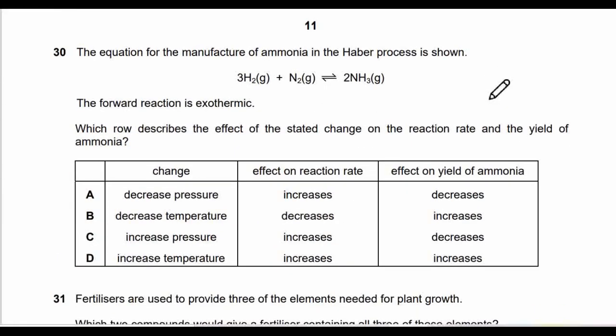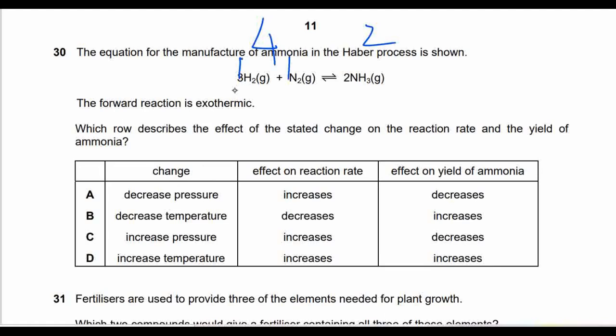Question 30, the equation for the manufacture of ammonia in the Haber process is shown. This is the reaction. The forward reaction is exothermic. Going here is exothermic. Which row describes the effect of the change in state on the reaction rate and the yield of ammonia? So we see the coefficients in here. This is 3 and 1, so it's 4. The total molecules on the other side is 2.